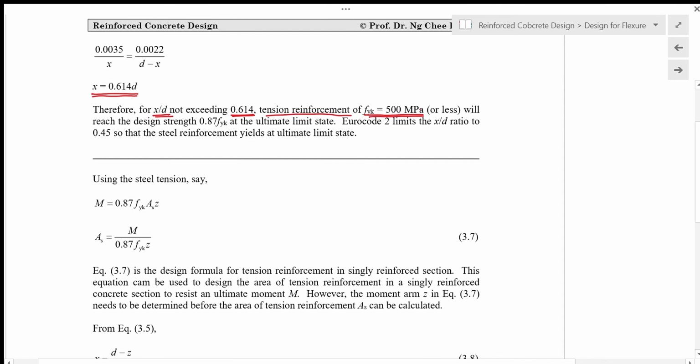Therefore, if x over d does not exceed 0.614, the tension reinforcement of fyk equal to 500 megapascal in characteristic strength will reach the design strength of 0.87 fyk at the ultimate limit state. So Eurocode 2 limits the x over d ratio to 0.45 so that the steel reinforcement yields at ultimate limit state.